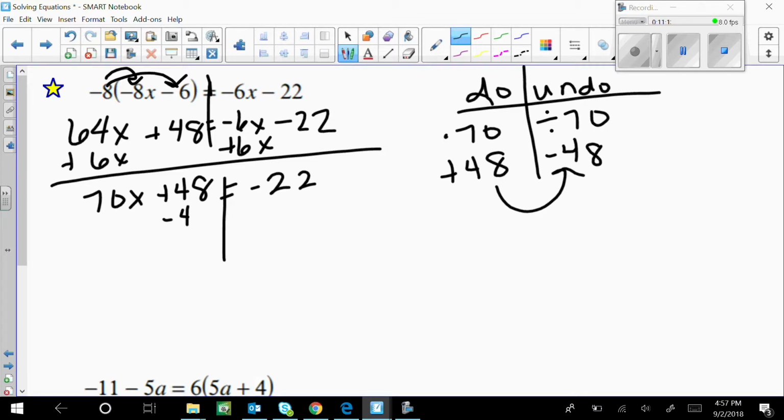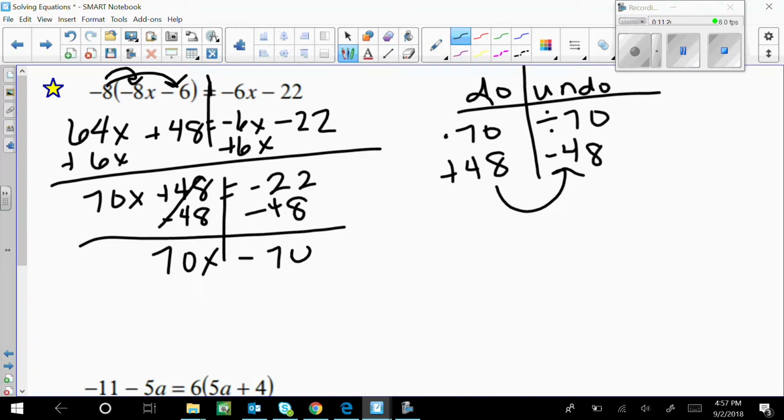First thing I'm going to do is subtract 48 from both sides. Bring down my 70x. 48 minus 48 is 0. Negative 22 minus 48 is going to be negative 70. Then I'm going to divide both sides by 70. X is going to equal negative 1.